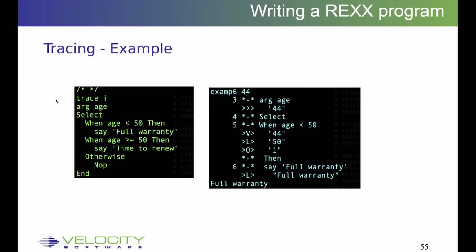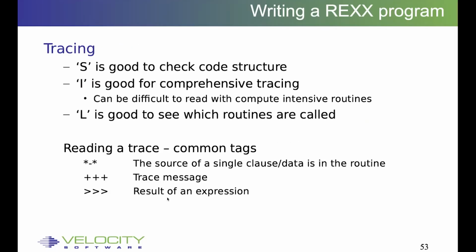So here's an example with our old friend, the age test. I have trace I at the beginning of the program, which will show me everything in the program, and it's exactly the same. So when we run the program, and we're going to pass it 44 in this case, we see that the argument, and this indicates that a REXX clause is being displayed. So the argument is age, and the three greater than signs indicate the result of an expression.